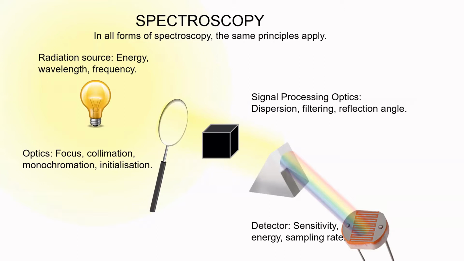So just to recap, in a generic spectroscopy experiment, we have some sort of radiation source. We have to have some kind of source optics. You then have the sample you're actually looking at, some signal processing optics, and then we finish with the detector, where of course what we're interested in is things like its sensitivity and its sampling rate, and some of the capabilities.